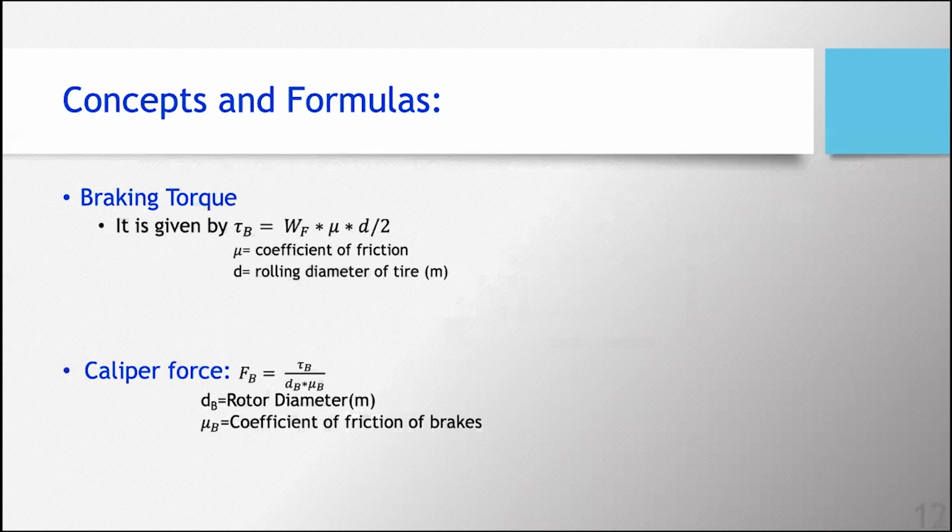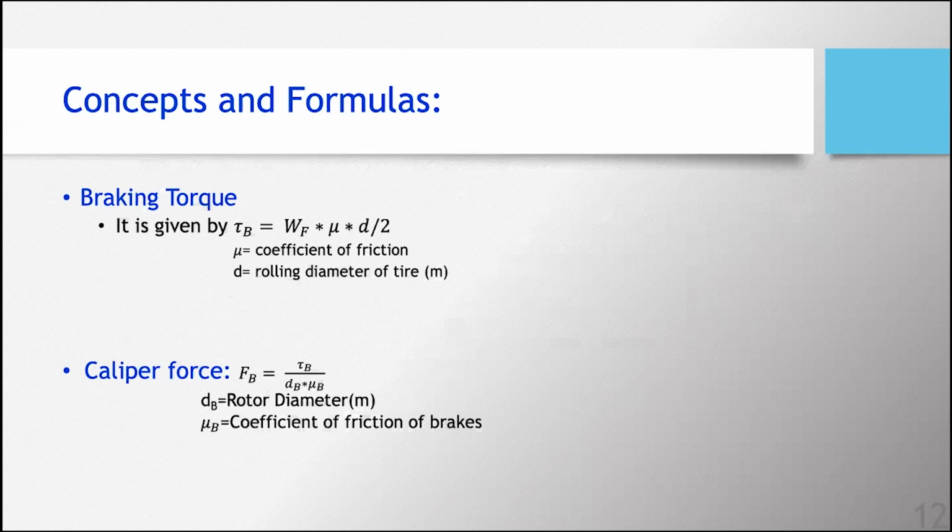And coming to the braking torque, here WF is, I have considered for this formula the front axle, which is going to have major load because we are braking and the whole weight shifts forward due to inertia. So I have taken WF as the front load, and mu is the coefficient of friction between the tire and the road, and d by 2 will be the rolling radius of the tire.